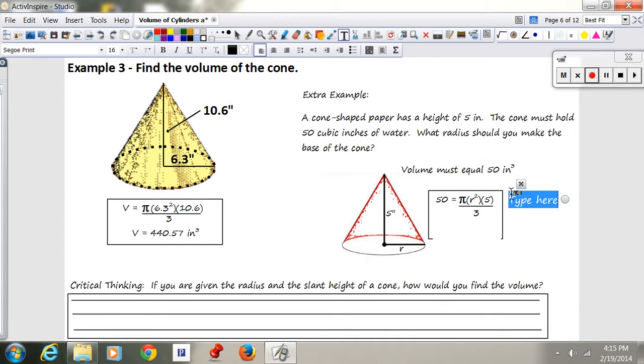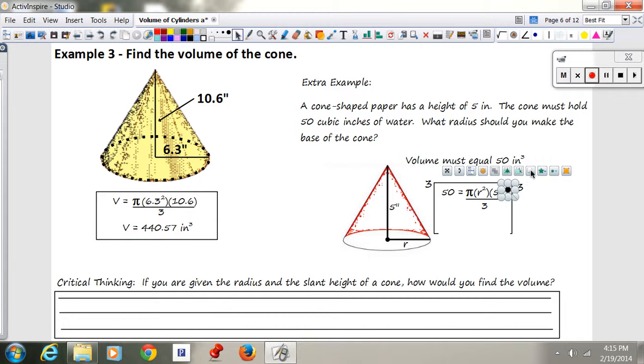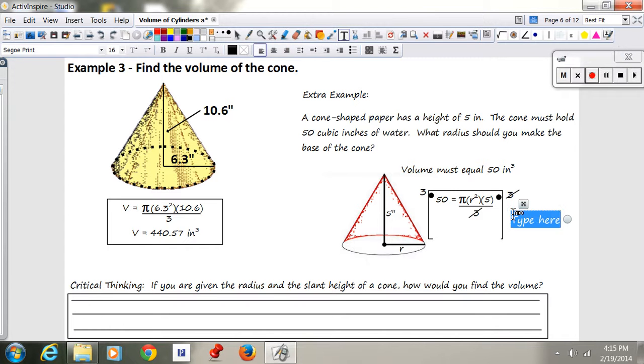The first thing you're going to want to do here is multiply both sides by 3. I'll put little dots here so you can tell that's multiplication. Multiplying by 3 cancels out your fraction. So these 3's would cross out, and over here you'd have 150. You'd have 150 equals pi times r squared times 5.